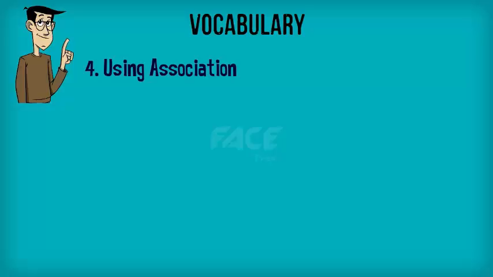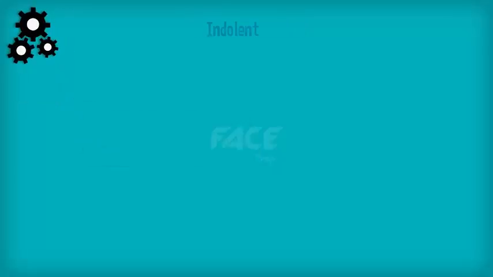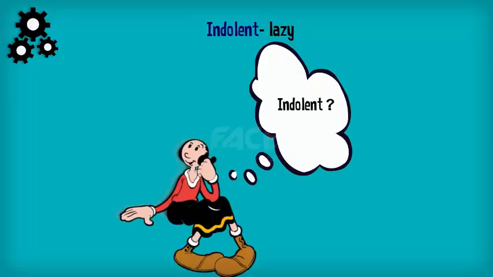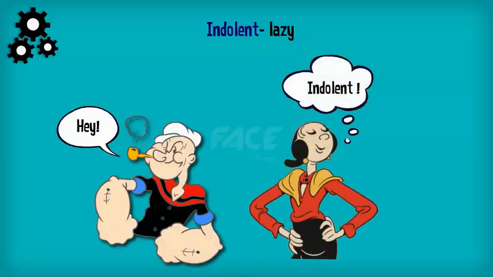One more interesting way of learning words is to associate the word you're learning to a person you know. For example, the word indolent means lazy. This can be associated to the laziest person you know. Every time you meet the person, you can remember the words that you associated with him or her, which also helps in retaining the word in your active vocabulary.